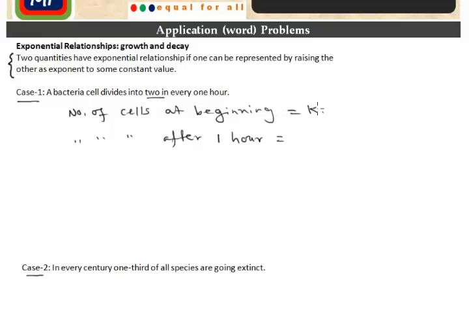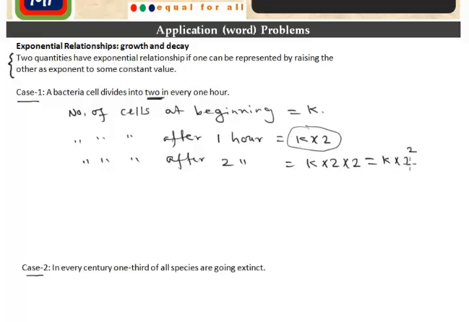Then the number of cells after 1 hour will be, because the cell divides into two in every 1 hour, that means every cell will produce 2 cells after 1 hour. So for initial K number of cells, after 1 hour the total number of cells will be K times 2. Then number of cells after 2 hours. So after 1 hour there are K times 2 number of cells. Each of these cells will divide into 2 after 1 hour. So there will be K times 2 times 2, which is K times 2 square.